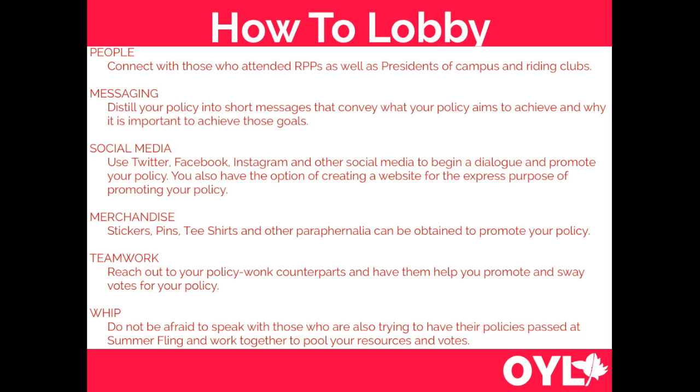The next step beyond that is working with folks who are also trying to get policies passed at Summer Fling. It's not unheard of to work with them to pool their resources and their votes. I mean, this isn't normally discussed as a strategy, but the fact of the matter is it does happen. Authors on various policies will get together and pool their votes and pool their resources to ensure that both authors on two completely different policies are successful at Summer Fling because they have whipped votes from both of their respective regions, areas, or policy interest groups.